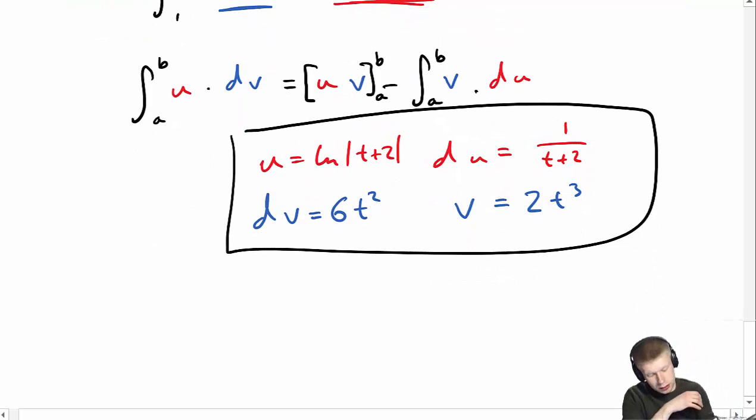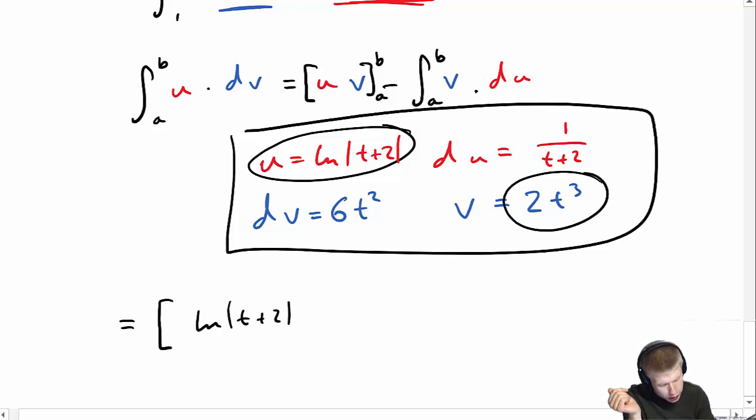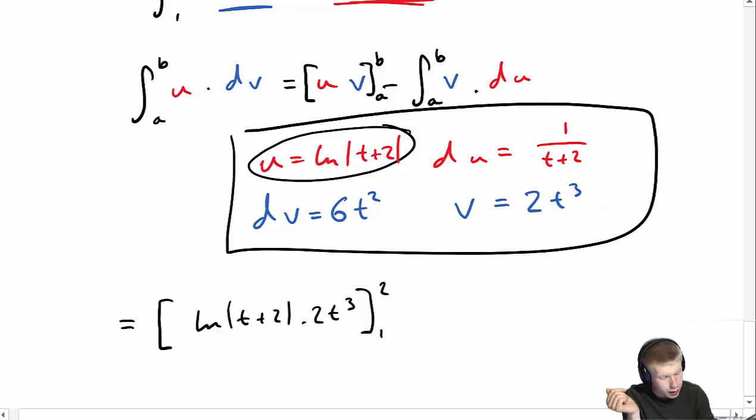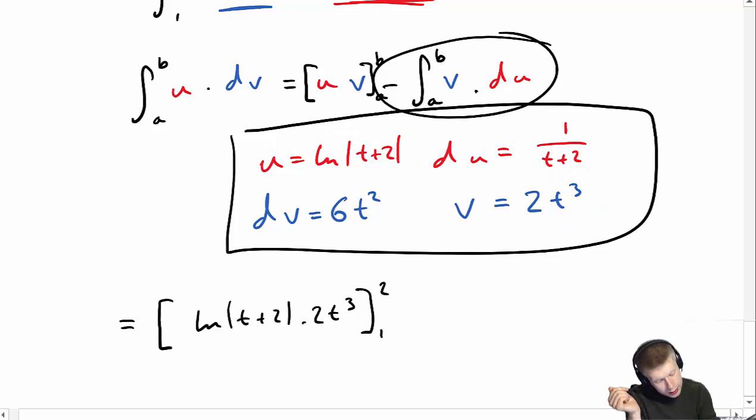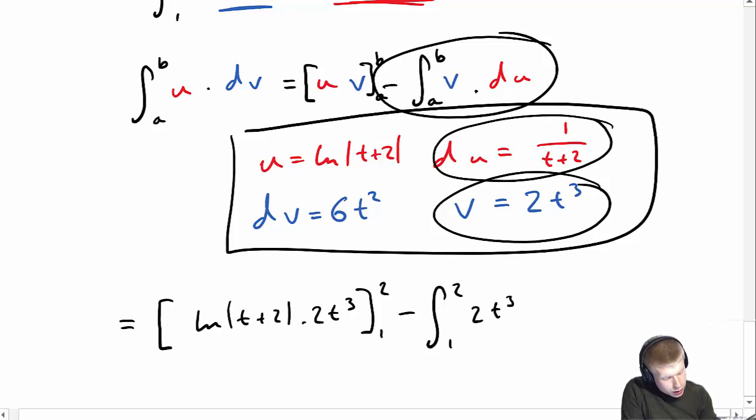Okay, but that's fine. So I've got the integration of my original thing is equal to uv between my limits of 1 and 2. So my uv, well, here's my u, natural logarithm of t plus 2, multiplied by my v, which is 2t cubed. Okay, and those are between my limits of 1 and 2. Fine. And then I've got that minus the integration between 1 and 2 of v. Well, v is just 2t cubed, times by du, which is just 1 over t plus 2.